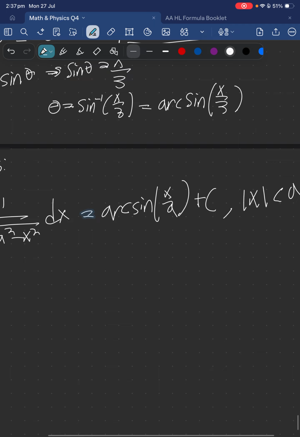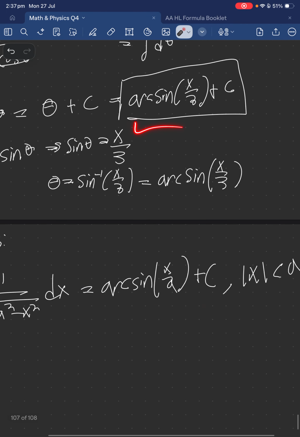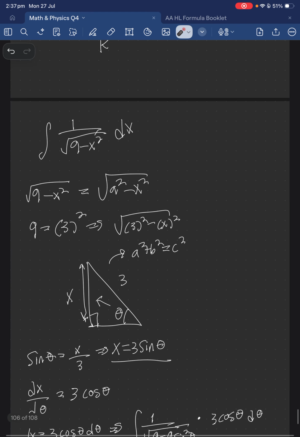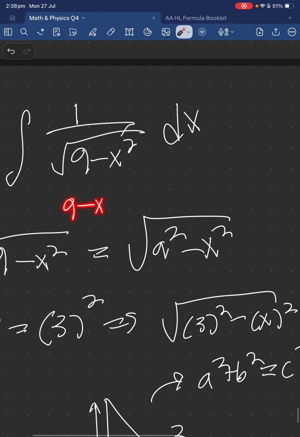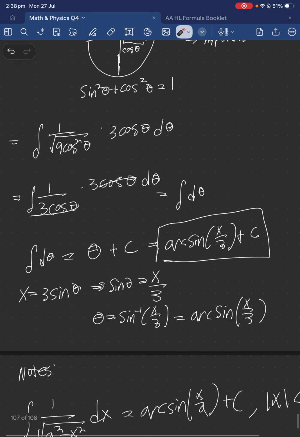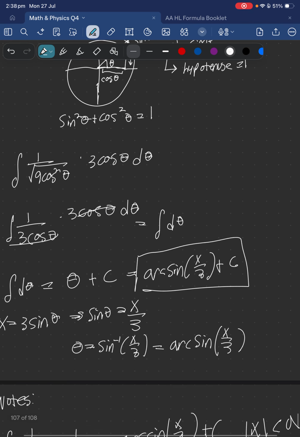So see how this form is very similar to our final answer, x over 3. And a is 3 because our original expression was 9 minus x squared, and that is basically 3 squared minus x squared. So a would equal 3 in that case. So without doing any of this, you could have just used the formula booklet.